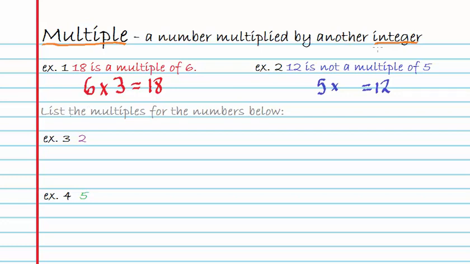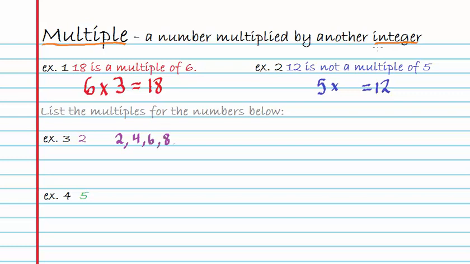So the most common thing that we're going to do with our multiples is list the multiples. So we have two examples where I'm going to look at listing multiples. I'm going to start with 2. If I were listing the multiples of 2, I would start with 2 times 1. So 2 times 1 is 2. That's kind of the starting point for our multiples. Then I have 2 times 2, which is 4, 6, 8.